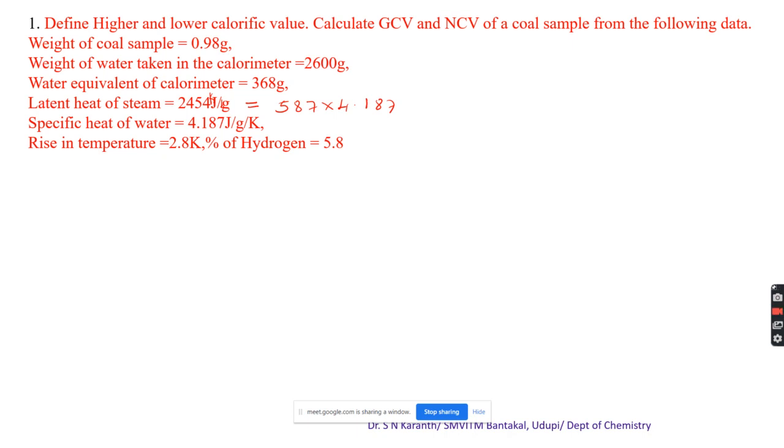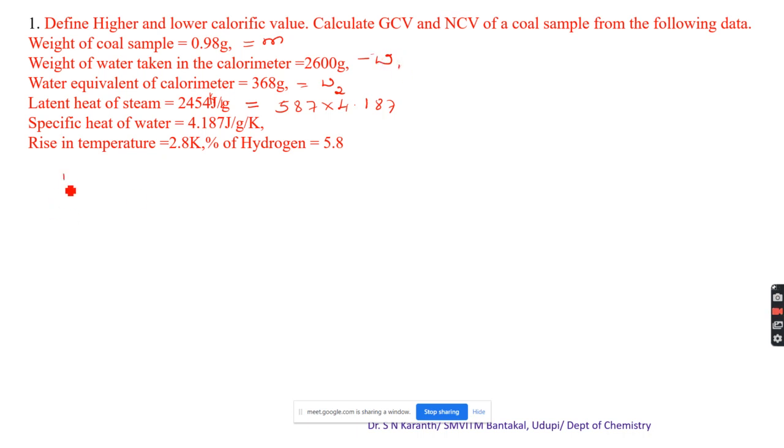It is the quantity of heat liberated when a unit quantity of fuel is burned completely in air or oxygen, and the combustion products are allowed to cool to room temperature, for higher calorific value. If it escapes as such into the atmosphere, that is the net calorific value. Here, the weight of the coal sample is taken as M, and the water equivalent of calorimeter is W2, and this is W1, water.